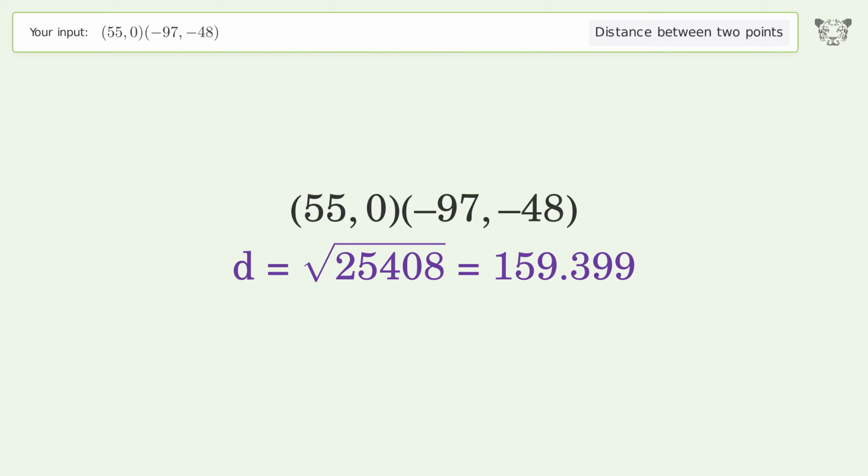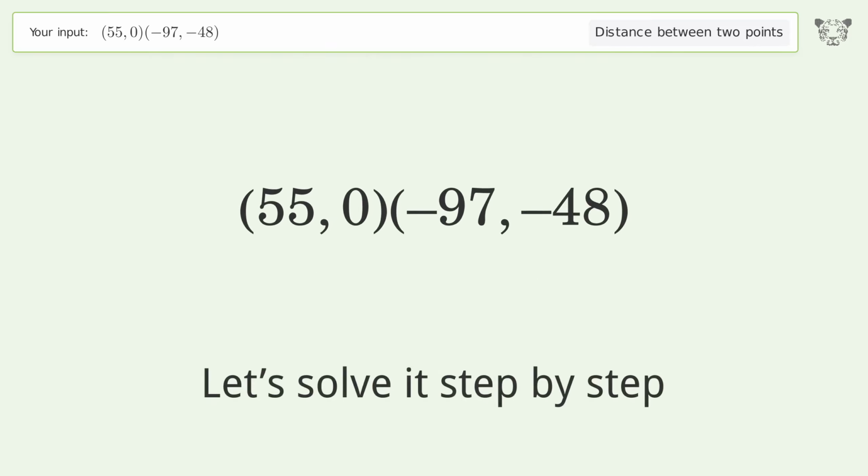You ask Tiger to calculate. This deals with the distance between 2 points. The distance between the 2 points is the square root of 25,408, or 159.399. Let's solve it step by step. Plot the 2 points and calculate the distance using the formula.